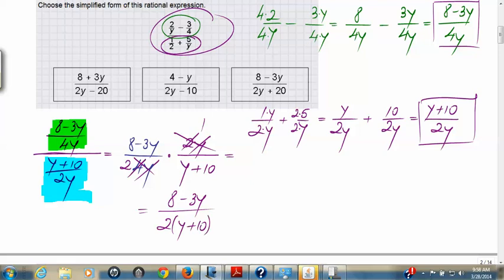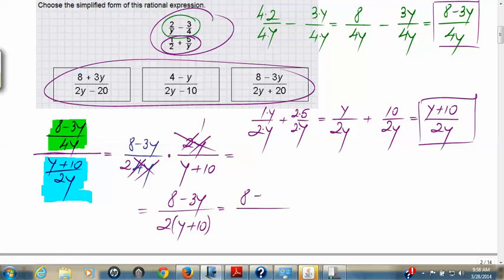And now, because in your answers here you don't have any parentheses, you will multiply the bottom one. It will be 8 minus 3y over 2y plus 2 times 10, 20. Be careful here, right? Many of you make mistakes when you multiply a parenthesis by a number. Make sure you multiply that 2 by y, and you multiply that 2 by 10. So 8 minus 3y over 2y plus 20, and obviously your third option here is exactly the same.